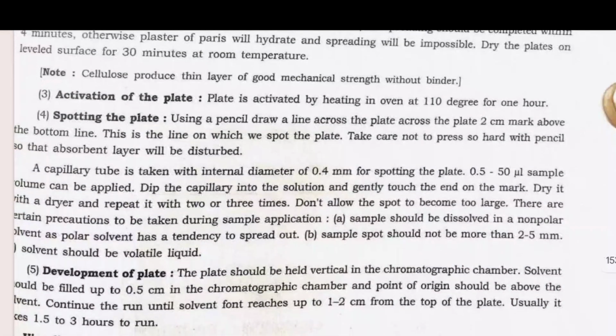A capillary tube with an internal diameter of 0.4 mm is taken for spotting the plate. 0.5 to 50 microliter sample volume can be applied. Dip the capillary into the solution and gently touch it to the mark. Dry it with a dryer and repeat 2 or 3 times. Don't allow the spot to become too large.